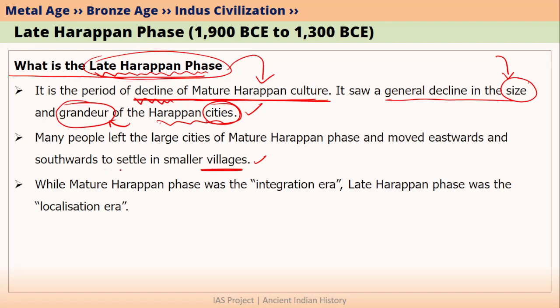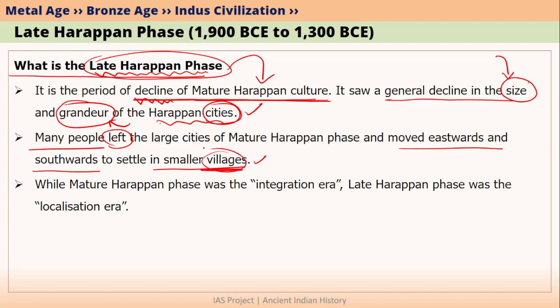So what happened in late Harappan phase was, many people actually abandoned the cities which were built during mature Harappan phase. Now, if they leave the cities, where did these people go? They moved eastwards as well as southwards. After moving eastwards and southwards, these people settled in smaller villages there. So we can say that late Harappan phase started when people started to leave the cities and went to live in the villages.